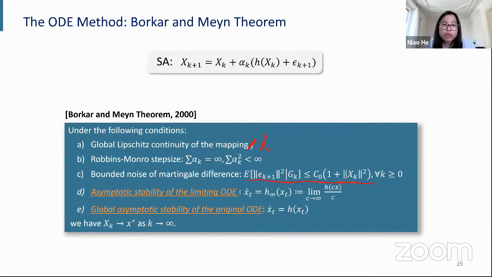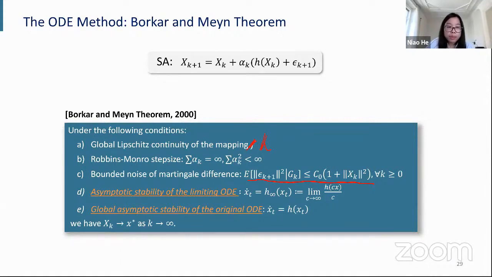then on top of that, if we can show that this original ODE is asymptotically stable, and the limiting version of this ODE is also asymptotically stable, then this will be enough to guarantee that there exists a unique globally asymptotically stable equilibrium point. Then this will be enough to show that this discrete-time stochastic approximation algorithm will converge to the equilibrium point x star, right? As you can see, this theorem is super handy in the sense that if you are able to show asymptotic stability, then you are able to establish convergence.